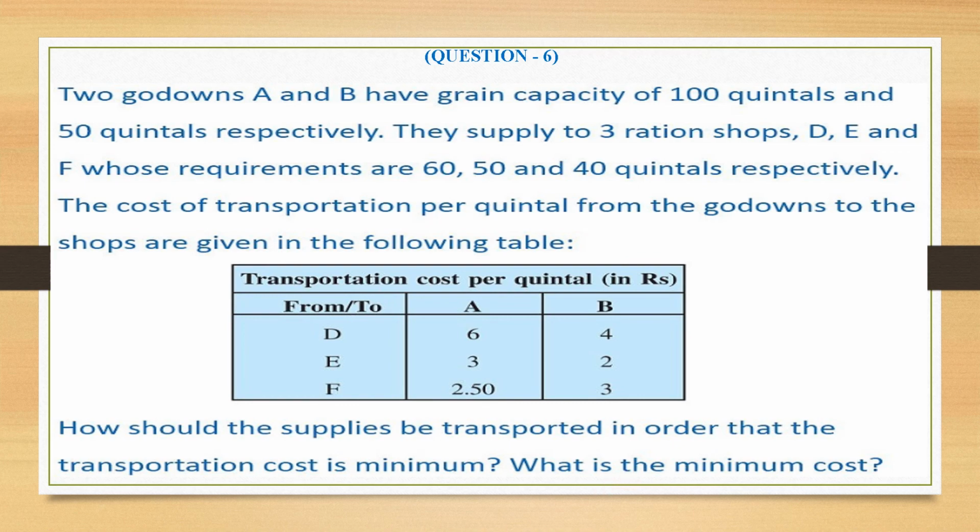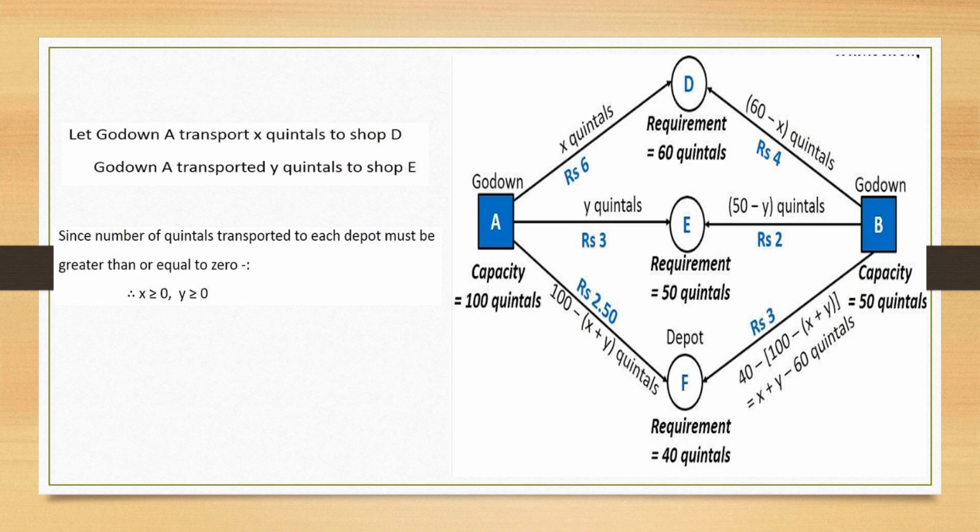In a transportation problem, we frame the information given in the problem in this form, as per this diagram, and it becomes easier for us to frame the corresponding inequations. So let us understand how these diagrams are framed. There were two godowns A and B with capacities 100 quintals and 50 quintals. Three ration shops will be placing orders: D with a requirement of 60 quintals, E with a requirement of 50 quintals and F with a requirement of 40 quintals.